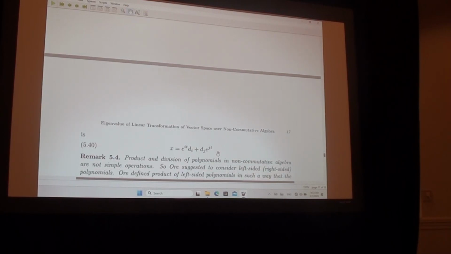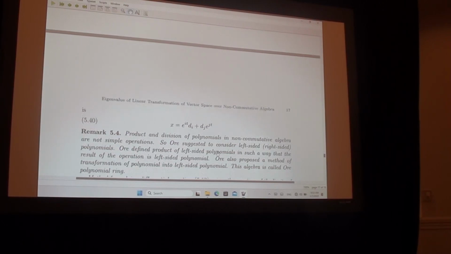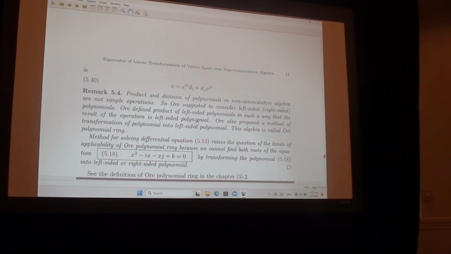The final remark. Product and division of polynomials in non-commutative algebra are not simple operations. So we suggest to consider left-sided or right-sided polynomials. We only find the product of left-sided polynomials in such a way that the result of the operation is a left-sided polynomial. We also propose a method of transformation of a polynomial into a left-sided polynomial. This algebra is called Euler polynomial theory.